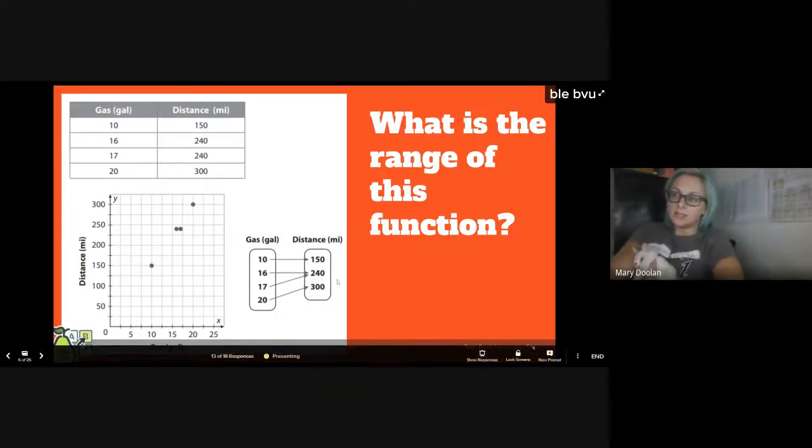And that's the same thing that's true about a mapping diagram. If you have a repeated value, you write it once, but then you're going to have 16 maps to 240 and 17 maps to 240. So that's why there's an arrow from 16 to 240 and 17 to 240. So this is a mapping diagram that's showing you all the ordered pairs. And there's 4 ordered pairs which are graphed here as well.